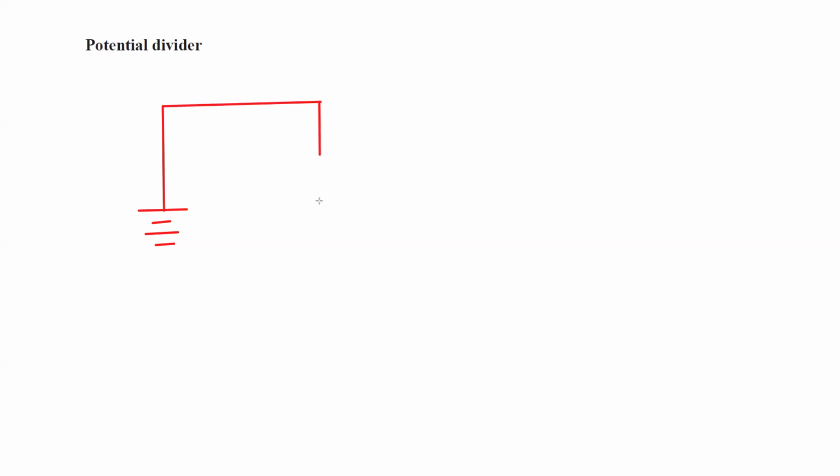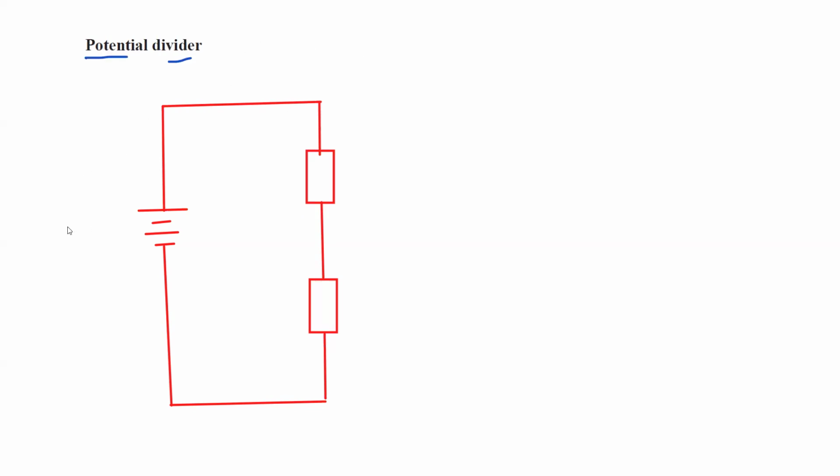Let's say we have a circuit with two resistors connected in series. Why do we call it a potential divider circuit? Because it divides the potential, the voltage. If the total voltage is V, the resistors are R1 and R2. The voltage across R1 is V1 and the voltage across R2 is V2. The current which will flow, we call that I.